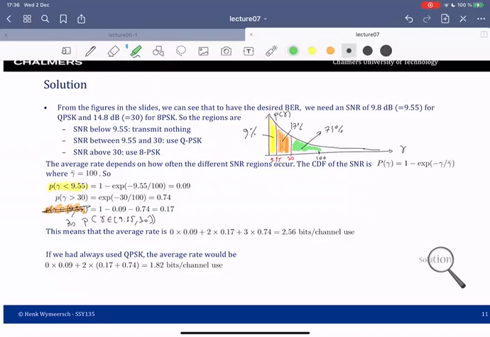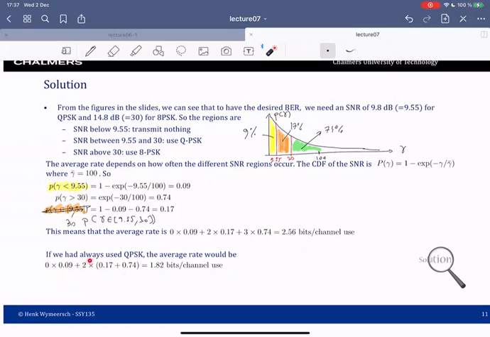Now, based on this, we can compute the average rate. So there are three cases. With 9% chance, we will send nothing, so 0 bits. With 17% we send 2 bits because we use QPSK, and then with 74% we use 3 bits. And this average then gives us an average of 2.56 bits per channel use.